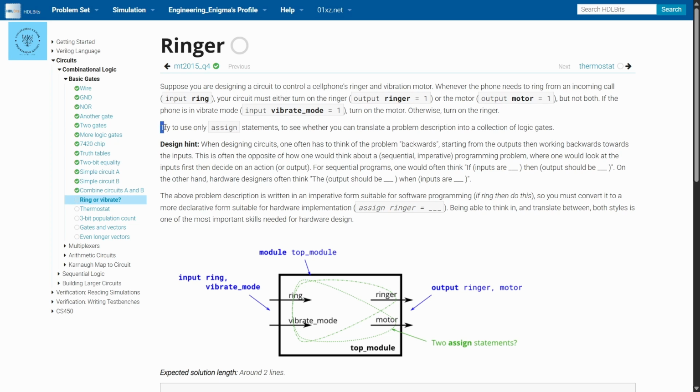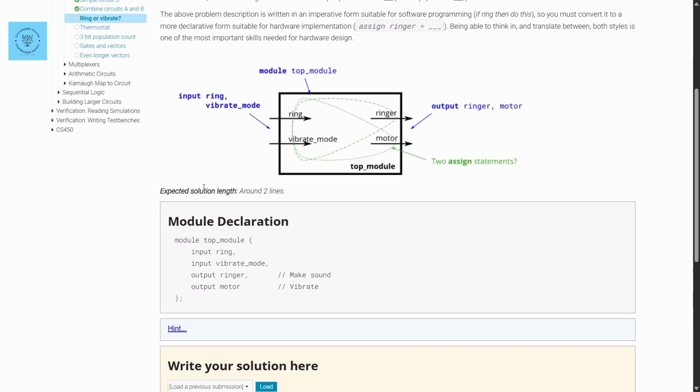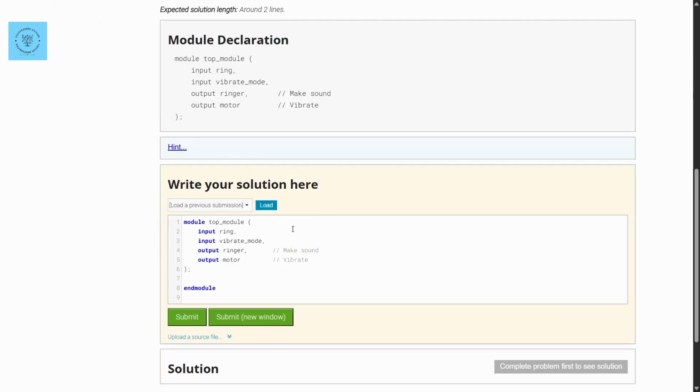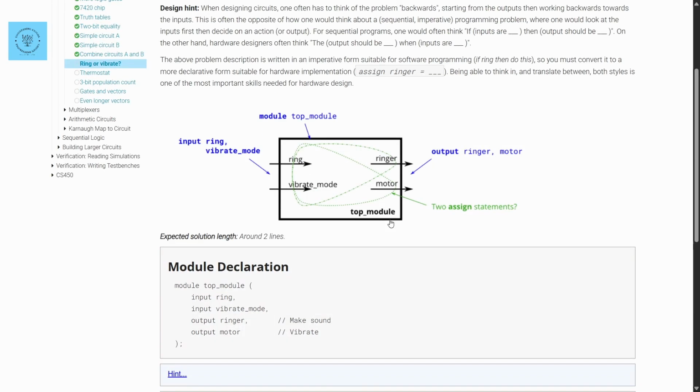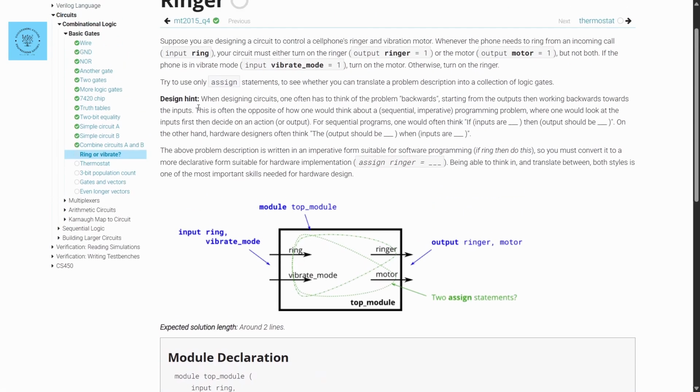So they have given us here, try using only assign statement. So we have to use only assign statement and the expected solution length is around 2 lines. So let's see how we can do it. Here they have given us the hint. So let's see what our hint is.